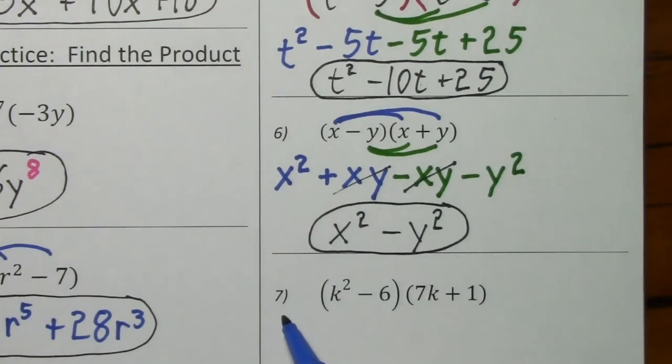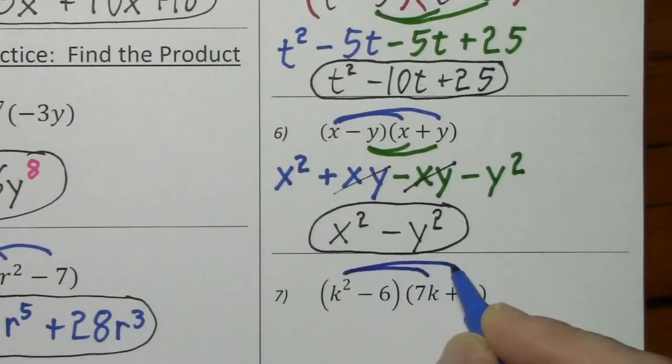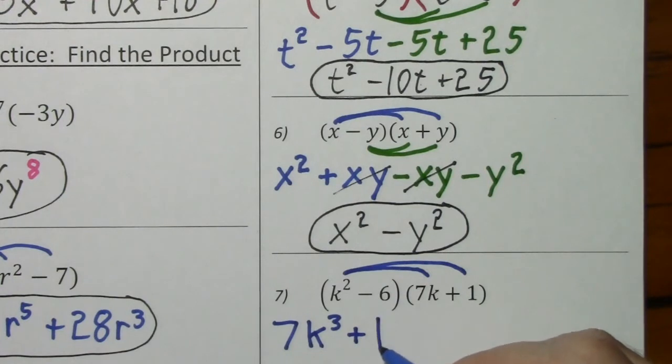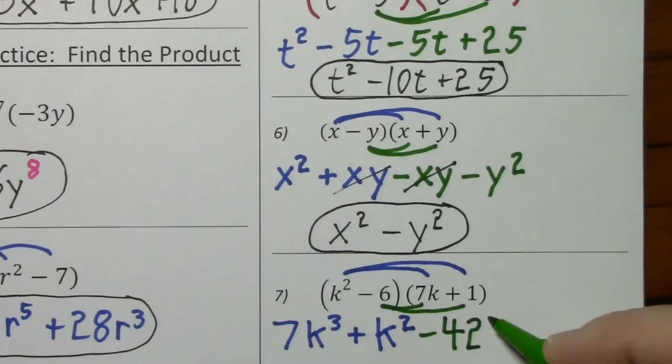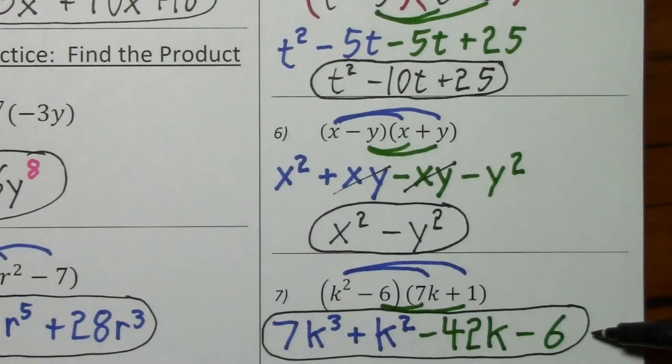and looking at number 7, distribute k squared to each term. Distribute -6 to each term. And notice we have no like terms. So this is our answer.